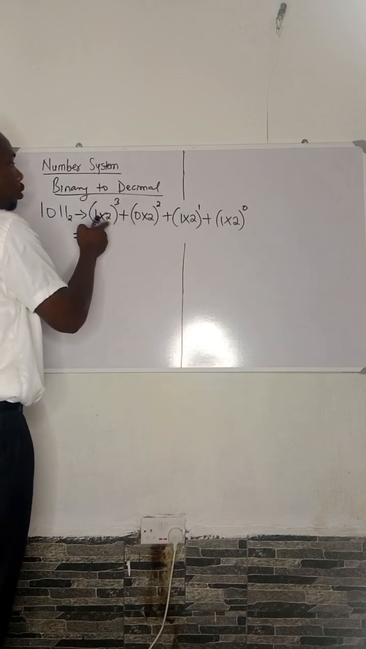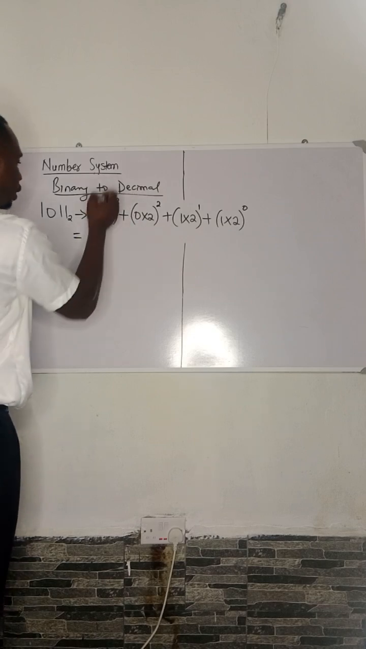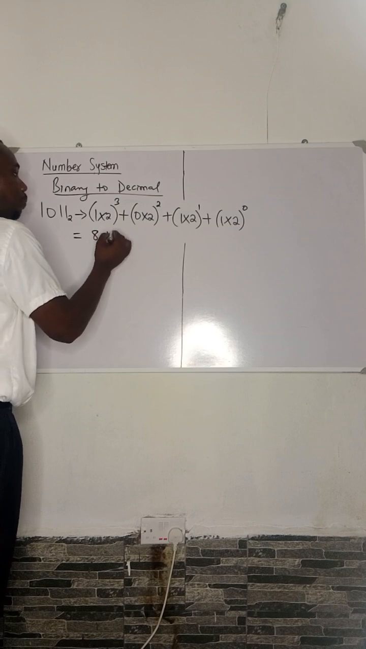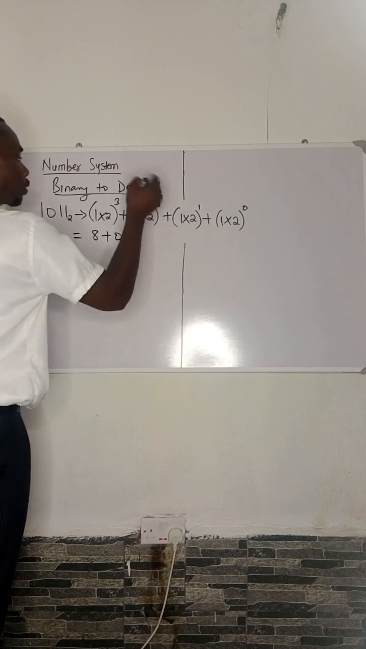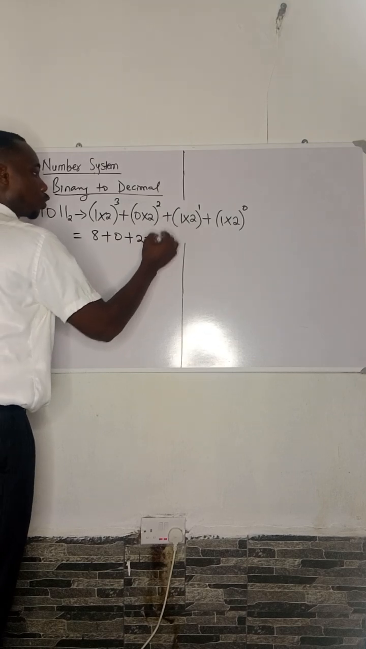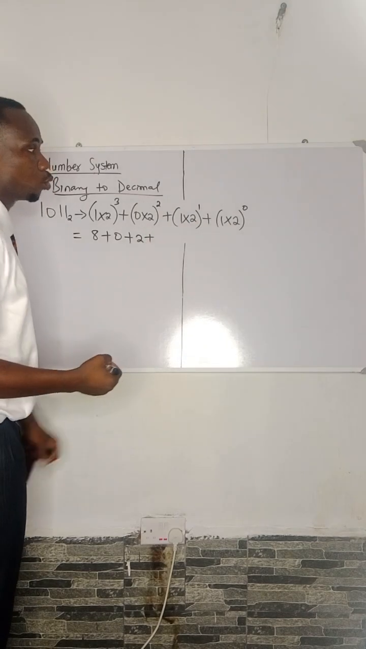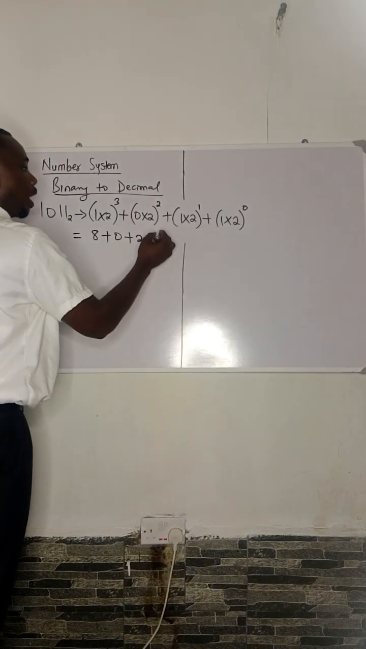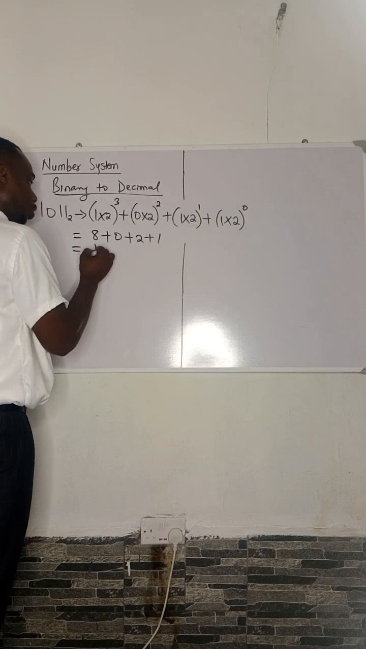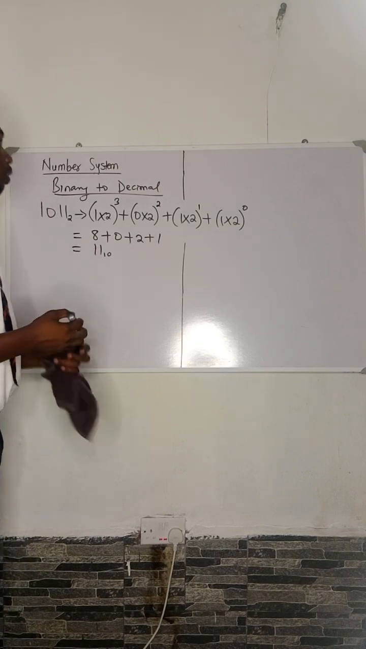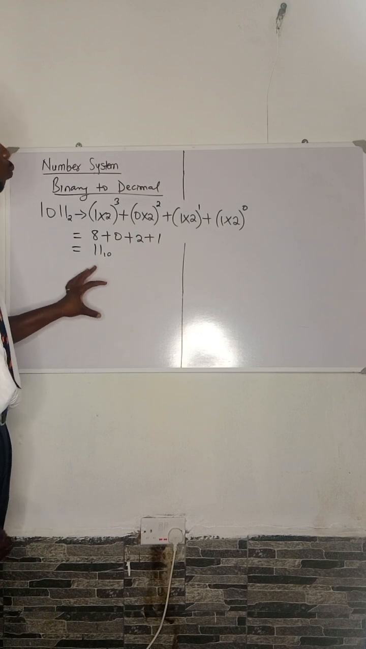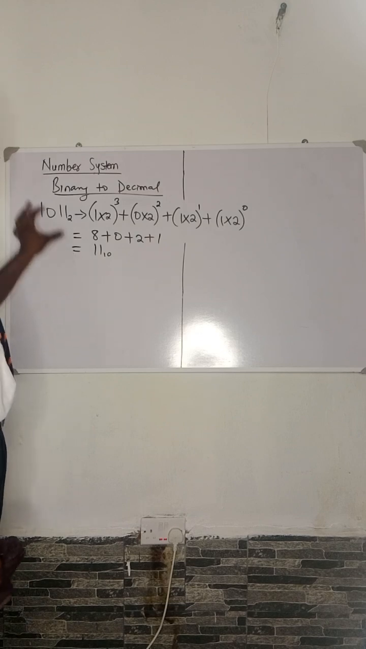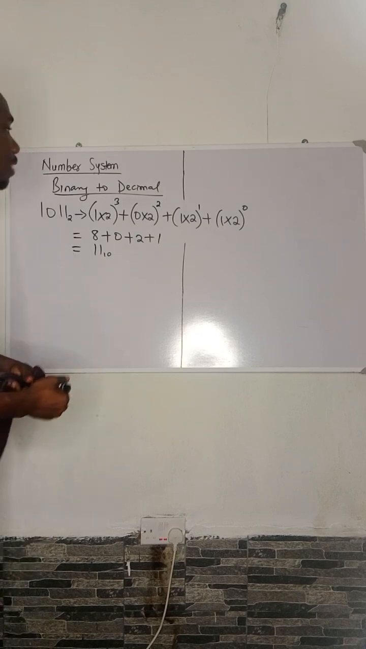So let's evaluate this. This now gives us 1 times 2 raised to the power of 3, which gives us 8, plus 0, plus 1 times 2 raised to the power of 1, which is 2, plus 1 times 2 raised to the power of 0, which is 1. And finally our answer is 11 base 10. Now looking at this, there is an easier way we can evaluate this just by looking at the numbers.